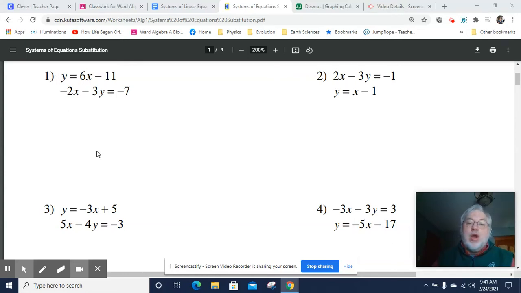I'm going to work a few problems from this worksheet using the substitution method. So I'm going to start off with number 1 here. And what I want you to do before I start off is you should pause the video and see if you can do this one and make some headway on it.